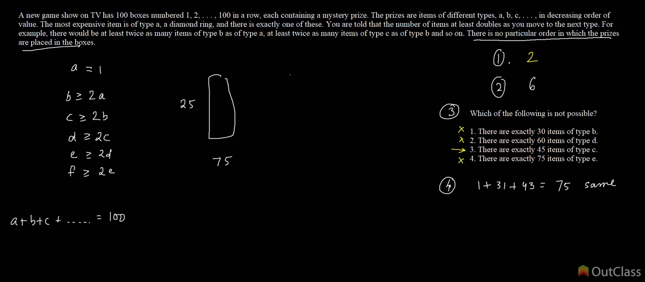So let's just go with the smallest possibilities. 1, 2 adds up to 3, add a 4 it adds up to 7, add an 8 it adds up to 15, add a 16 it adds up to 31.